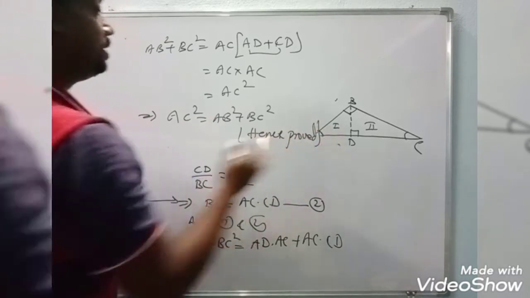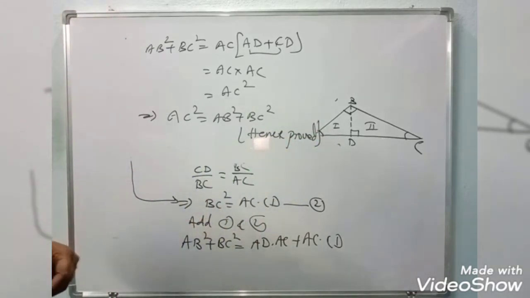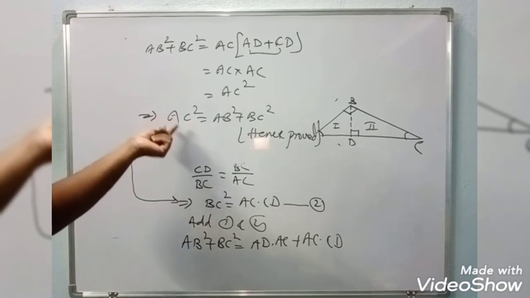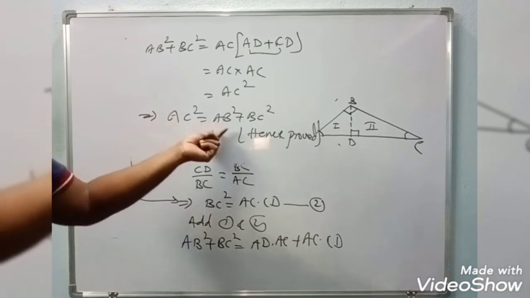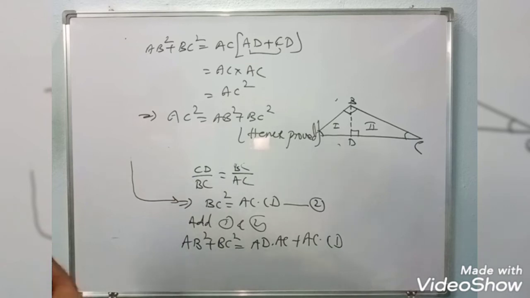So like this we are proving here Pythagoras theorem. So means we are showing that the square of the hypotenuse side is equal to the sum of the squares of the other two sides. Clear?